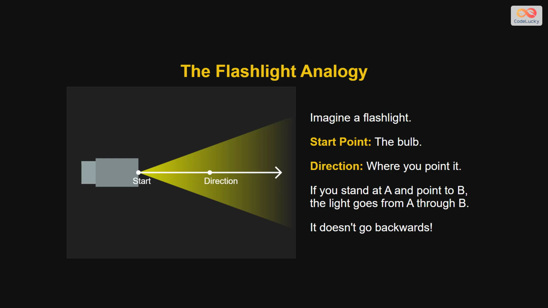Think of the flashlight analogy. If you are standing at point A holding a flashlight and you point it at your friend at point B, the light originates from you. That is ray AB. It does not shine backwards behind you.